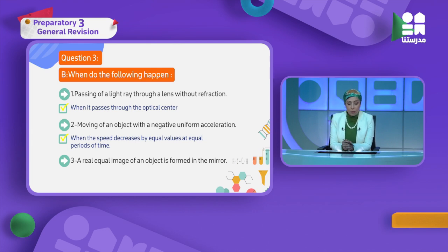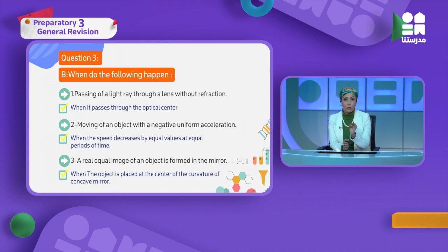A real image equal to the object is formed in the mirror. When does it happen? If the object is placed at the center of curvature. The only case where the image is exactly equal in size to the object is when the object is on the center of curvature of the mirror.